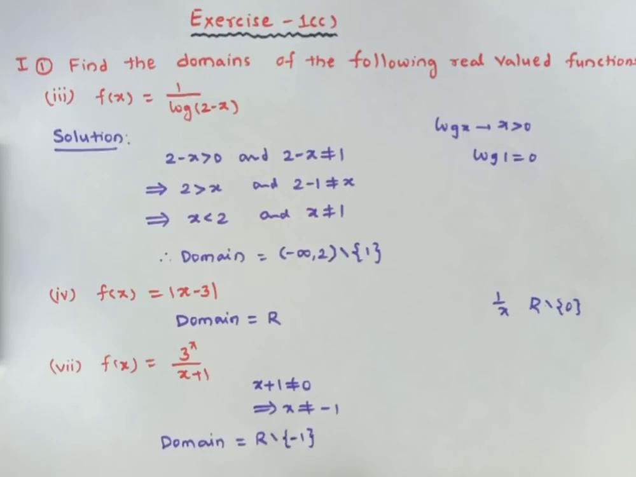If we give any real number other than minus 1, it is defined. Nowhere it is undefined. This is undefined only at x equal to minus 1. So that's why we need to exclude this number from the set R.